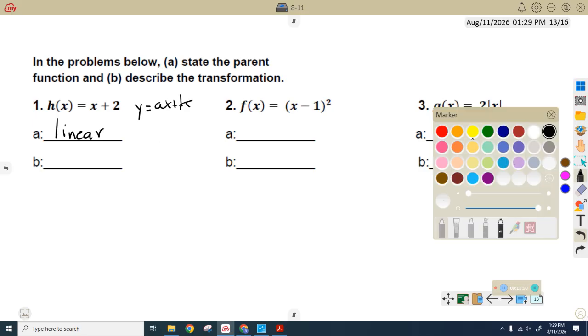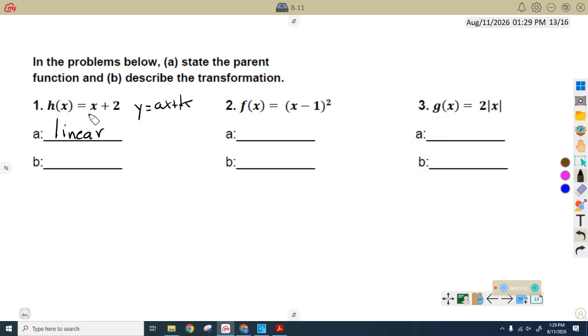Now, linear only has two letters. It has an A and a K. If A is understood to be 1, if you just have a letter, there's an invisible 1 right there, right?